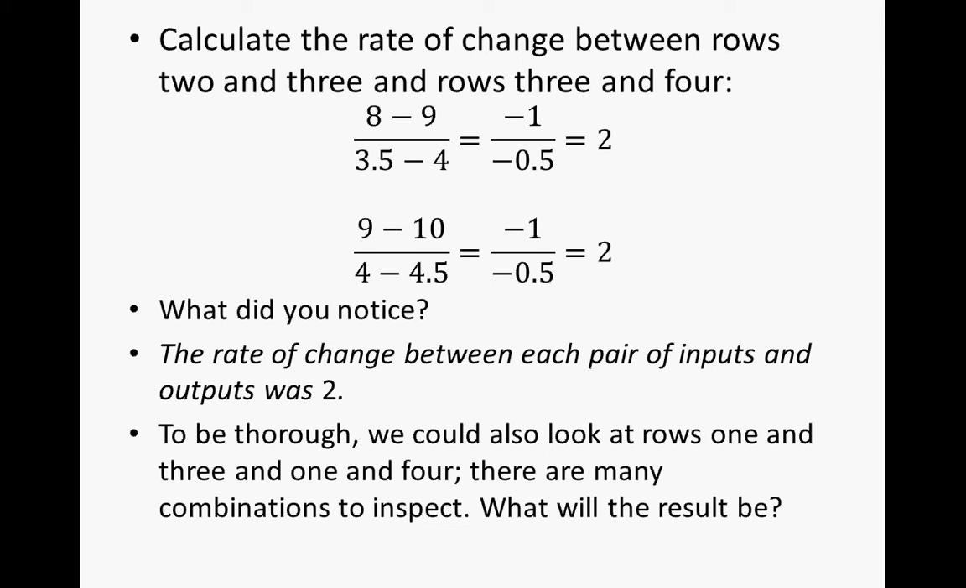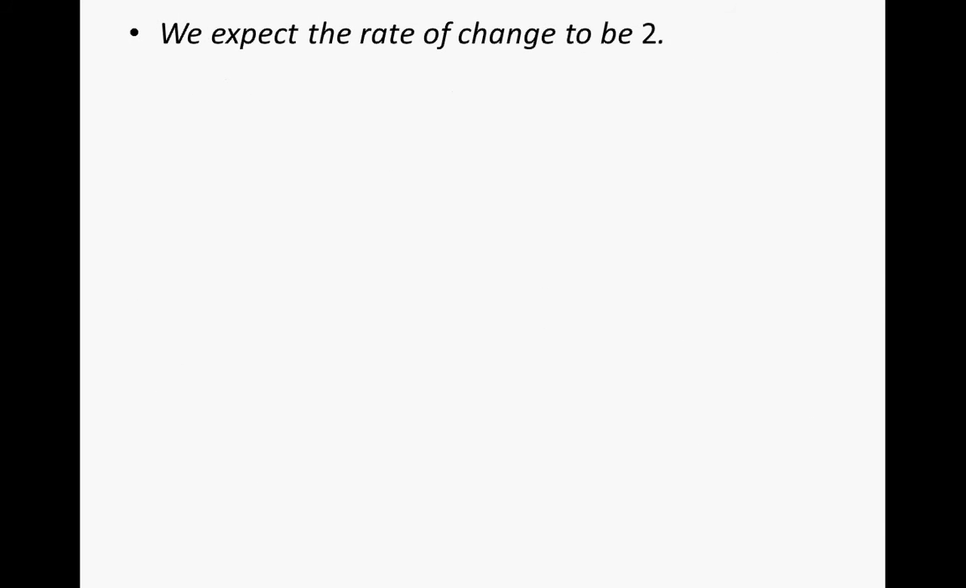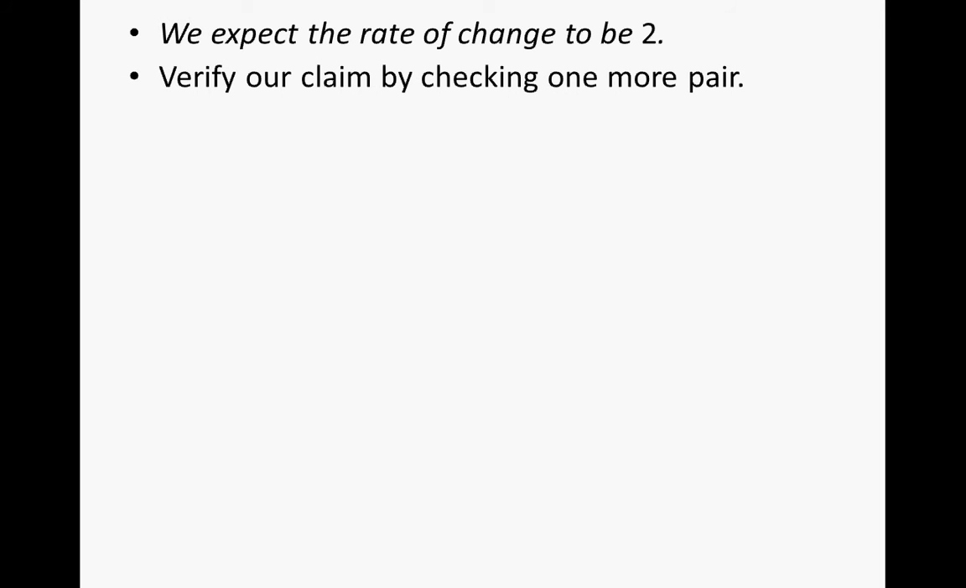To be thorough, we could also look at rows 1 and 3 and 1 and 4. There are many combinations to inspect. What do you think the result will be? Well, we should expect the rate of change to be 2. Go ahead and verify our claim by checking one more point. Stop the video and then continue when you are done.